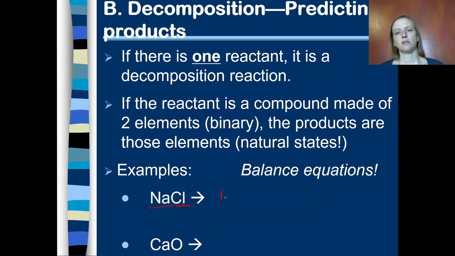So sodium, when it's not an ion, is just sodium metal. And chlorine, when it's not an ion, is a diatomic gas. This is why I said knowing those 7 diatomic elements is so important. You need to recognize when you see chlorine and you're trying to make it into an element that it needs to be diatomic.